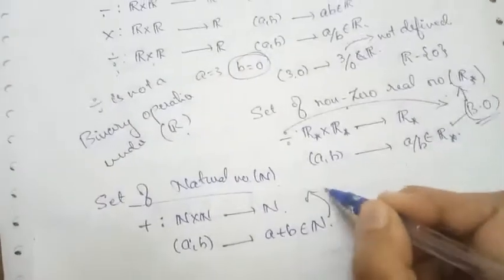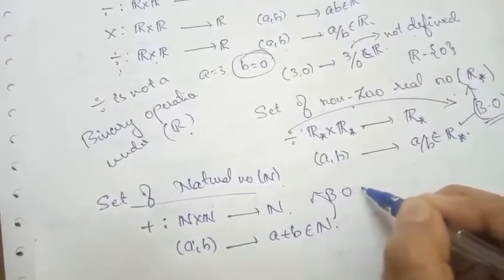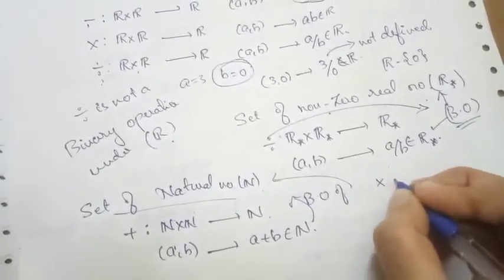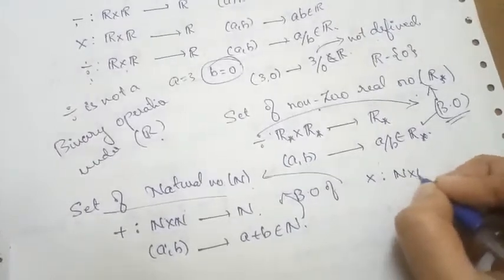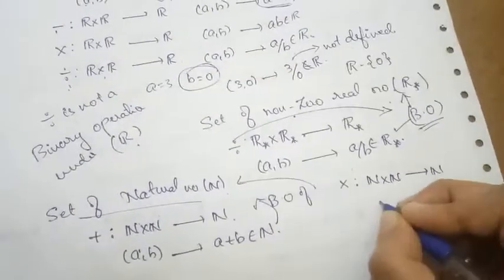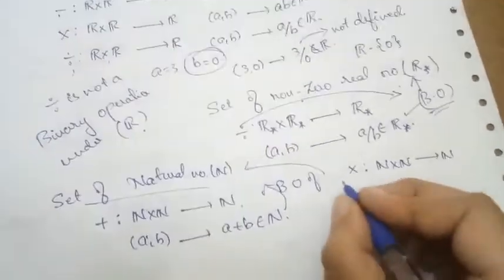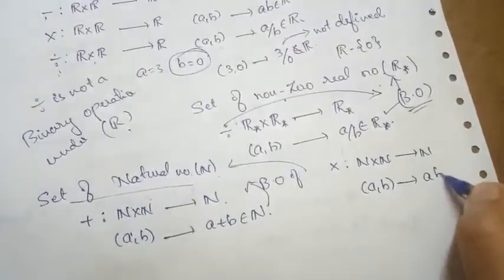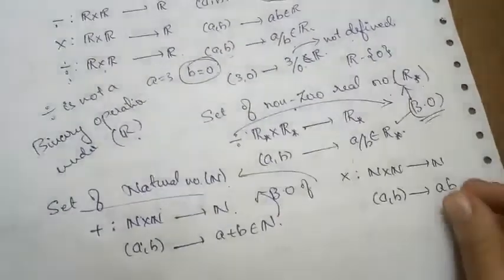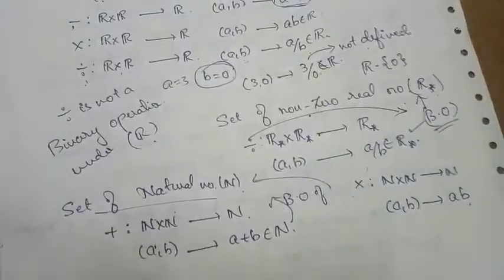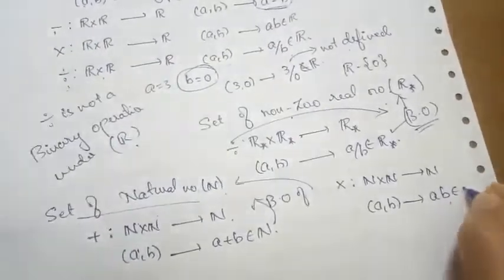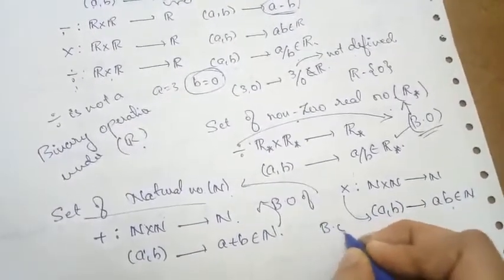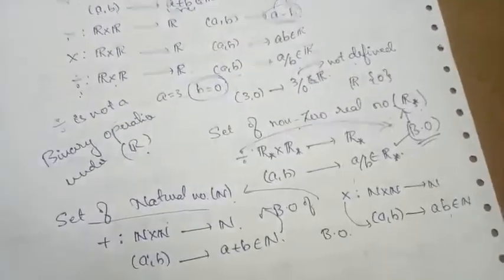So clearly addition is a binary operation on the set of natural numbers. Similarly, if I take multiplication upon the set of natural numbers, what happens? Clearly, if I take any two numbers from the set of natural numbers, the multiplication of any two natural numbers is going to give us a natural number itself. So this one also belongs to the natural numbers. So multiplication is a binary operation under the set of natural numbers.